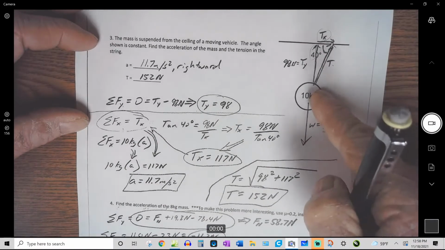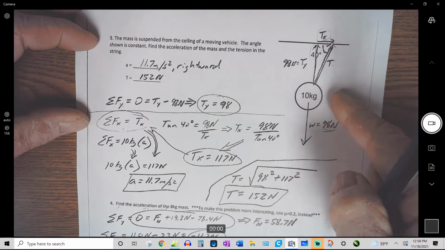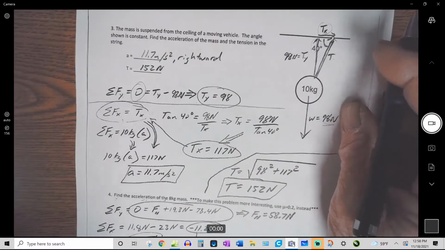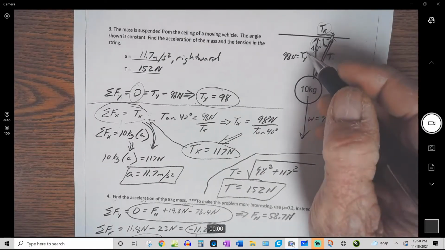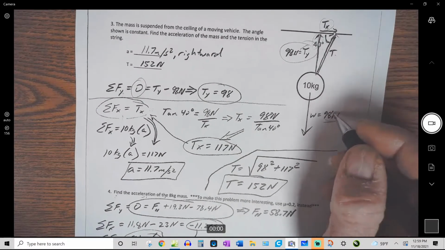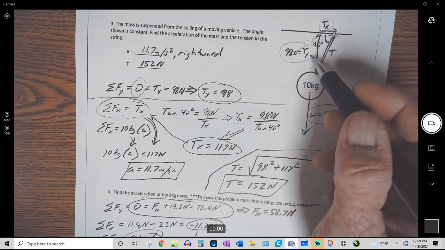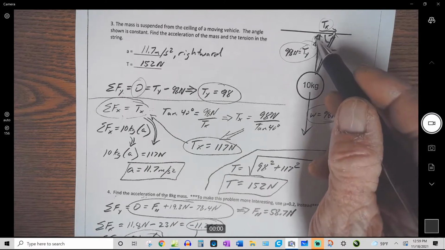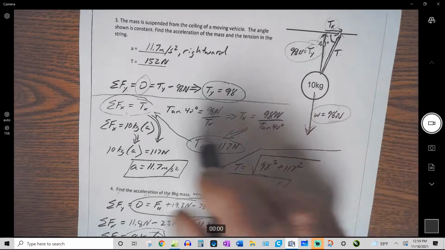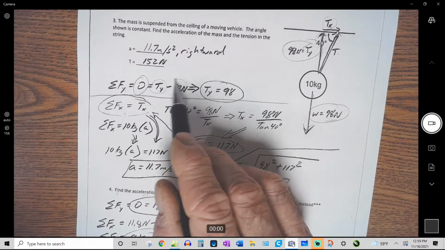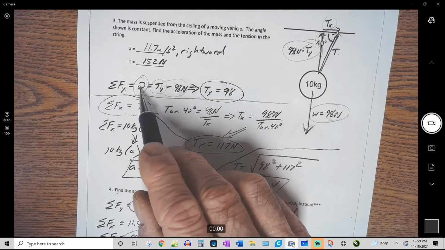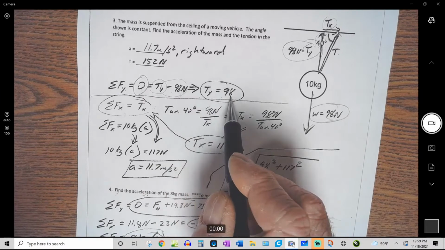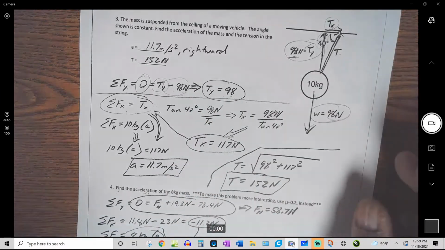So 10 kilograms times 0, mass times acceleration is 0. That's the net force. The other way to get the net force is to add up all the forces. And in the y dimension there's this one and there's this one. Now at this point I don't really know that this is 98, but here's how I figure it out. I know this is positive and this is negative. So Ty minus 98 is the net force. And that net force is 0. So if Ty minus 98 is 0, then Ty equals 98. So that's how I knew that was that.